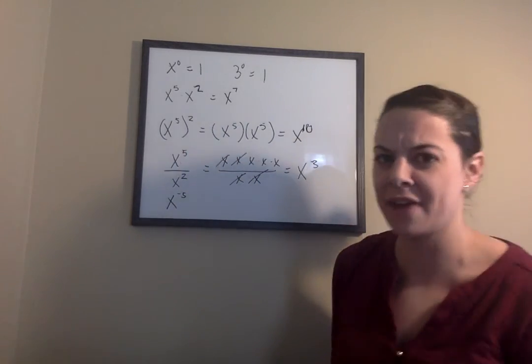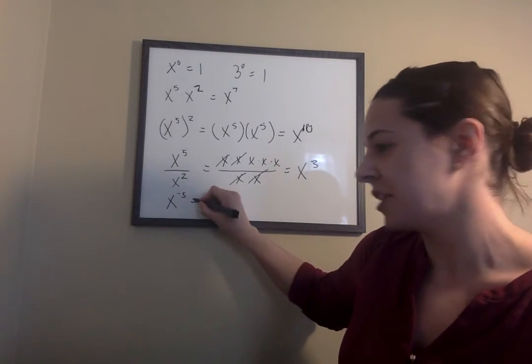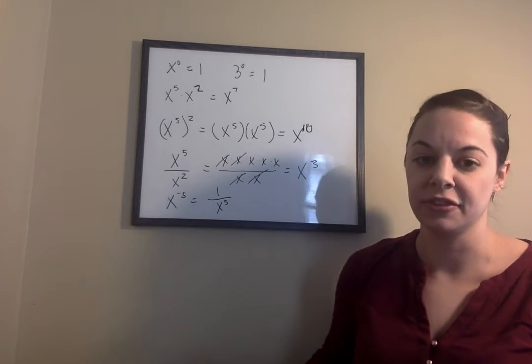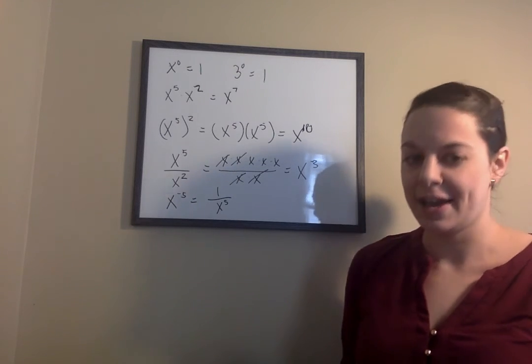The other one that you probably haven't seen before, maybe you have, if you have a negative exponent, that is the same thing as 1 over the exponent in a positive form. So x to the negative 5th is the same thing as 1 over x to the 5th.